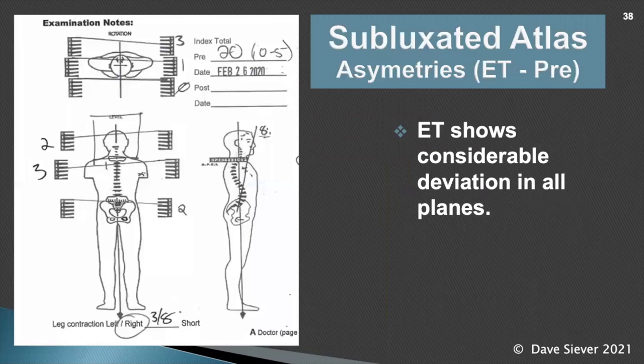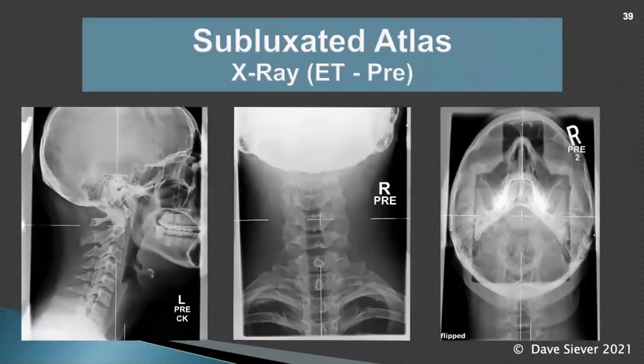Now, in the case of ET, we can see here that he had misalignments rotationally, from a coronal view, and sideways from a sagittal view. He had misalignments in all three axes. And here are the x-rays, and you can see how crooked his neck is, especially in the center picture. You can also see how he's rotated somewhat in the right-hand picture.